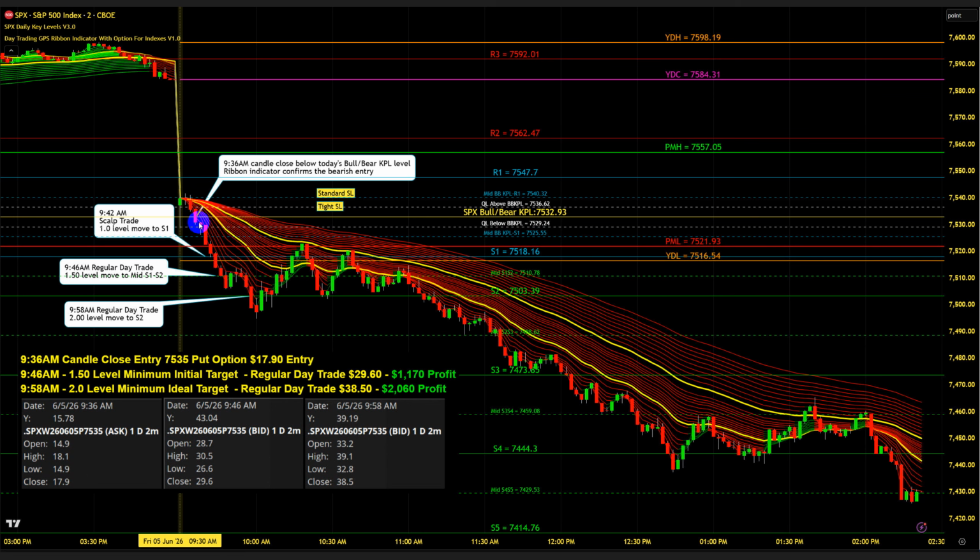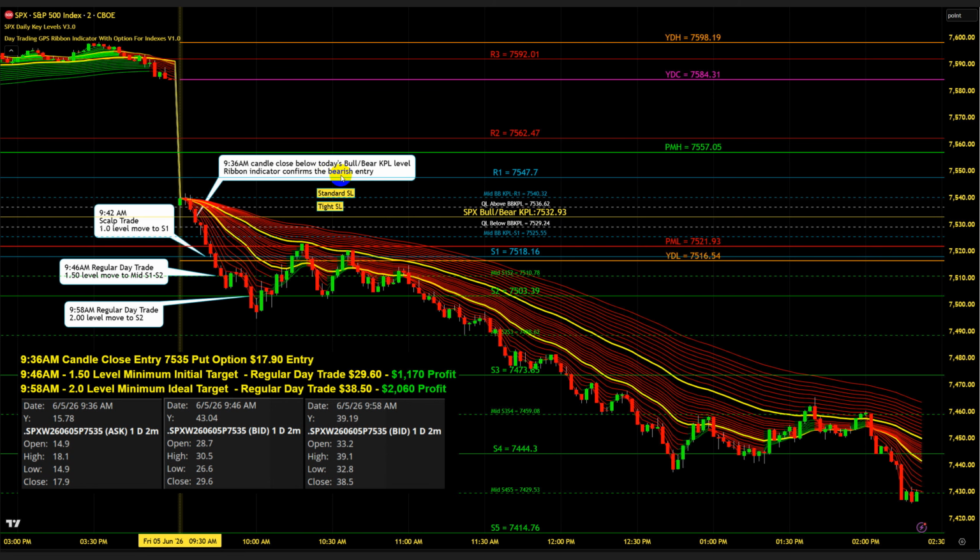Now let's go back to today's setup. At the close of the 9:36 a.m. candle, SPX closed below the bull-bear key price level while the ribbon turned fully red and the lower bands of the ribbon began pulling away from the base of the ribbon. That provided both the signal and confirmation required for a bearish trade entry.